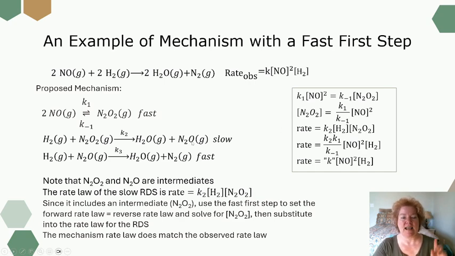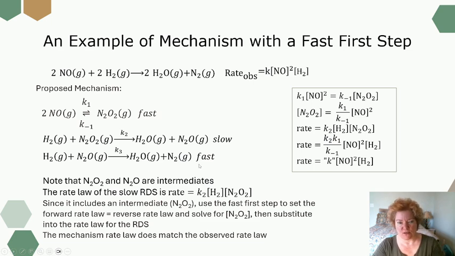In this case, I have a 3-step mechanism proposed. Two NO2s break down and make N2O2, and then hydrogen gas reacts with that N2O2 that was produced. So N2O2 is an intermediate, right? It's made in an early step and reacted in a later step. And that makes water and N2O, and then H2 reacts with the N2O from this step. So note that N2O is also an intermediate. It's made in the second step but reacted away in the third step.